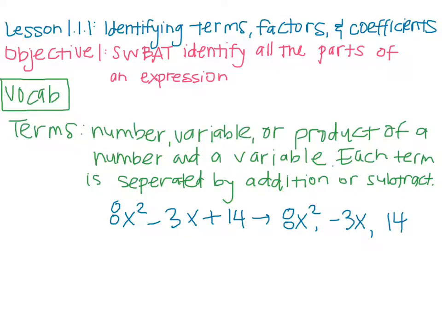Each one of those is a term. We have the product of a number and a variable, product of a number and a variable, and then just a number. They're all separated by either addition or subtraction. Our next vocabulary word is factors. F-A-C-T-O-R-S. And factors are numbers or expressions that produce a given product.